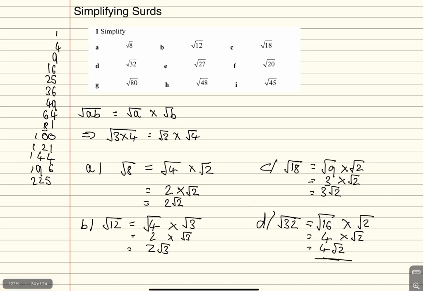I've done A to D. You now have a go at part E, part F, all the way up to part I by yourself.